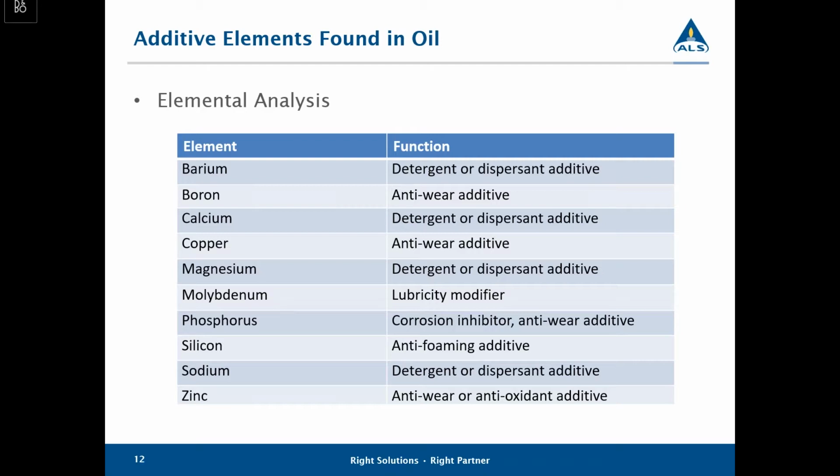So a lot of times when you do get a report, and we are reporting these elements, you'll see additives such as calcium, magnesium, zinc. Zinc is very common in gear oils as an anti-wear additive. And then if you're supposed to be using a mineral oil that might not have any additives, you would expect to not see any of these. So it's a really good indicator to know whether or not you have the right fluid.